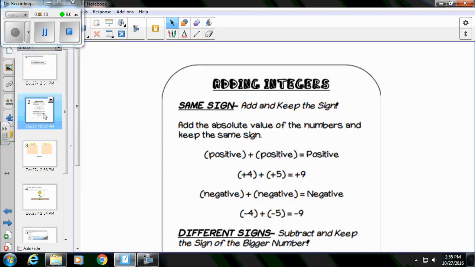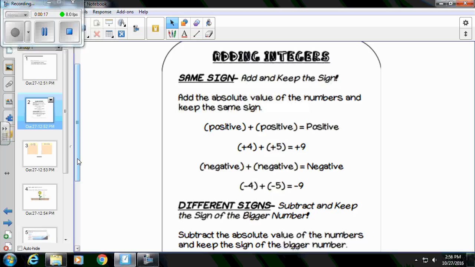From yesterday's class, you have this graphic. When we're adding integers and they have the same sign, we add the two numbers and keep the sign. So really we're adding the absolute values of the numbers and then keeping the sign. So a positive number plus a positive number is another positive number. So positive 4 plus positive 5, I add 4 and 5 and I get 9, and it's a positive 9.